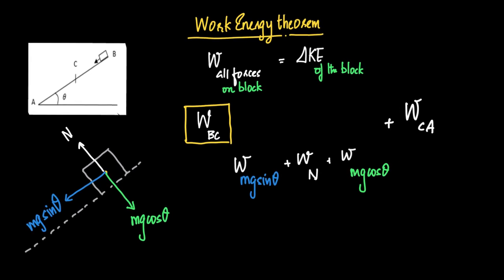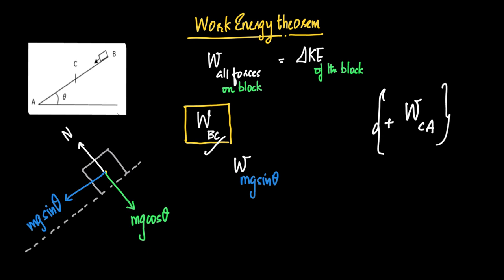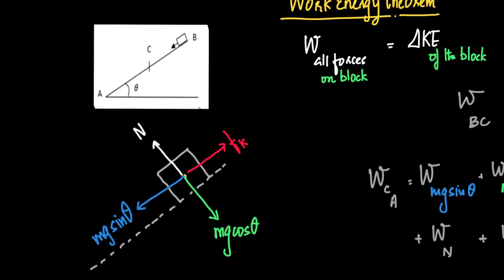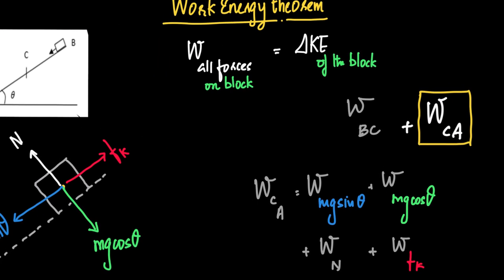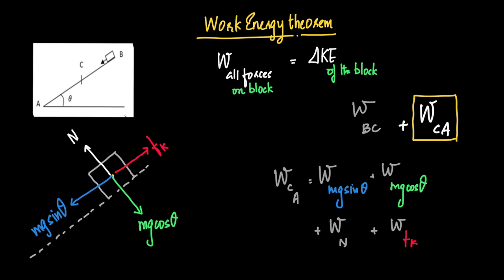We have found out the work done along BC, wherein the normal reaction and mg cos theta component do not contribute. The only force contributing here is mg sin theta. Are we done with the question? No, because we have to find out the work done along the path CA. Now let us see what happens along CA. What are the various forces acting on the block? There are 4 forces acting on the block: normal reaction, mg cos theta, mg sin theta, and Fk.